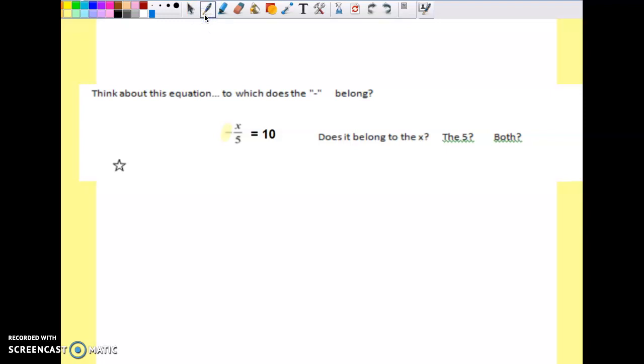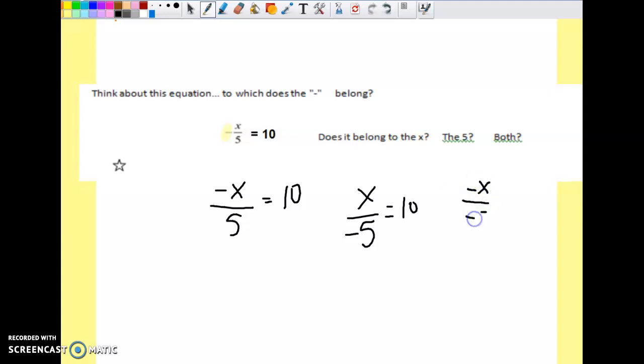I want you to take a minute and think about how you see the problem. Do you think that negative belongs to the x? Meaning that if I was going to rewrite it, I'm going to write it clearly attached to the x. Do you think it belongs to the 5? Again, meaning that I am clearly attaching it to the 5 and taking it from that floating status out front. Or do you think it applies to both, that I would attach that negative to both the x and the 5 and take it out from the front?